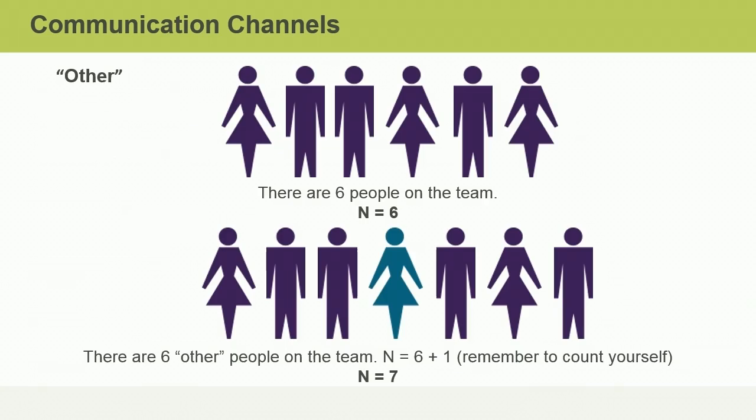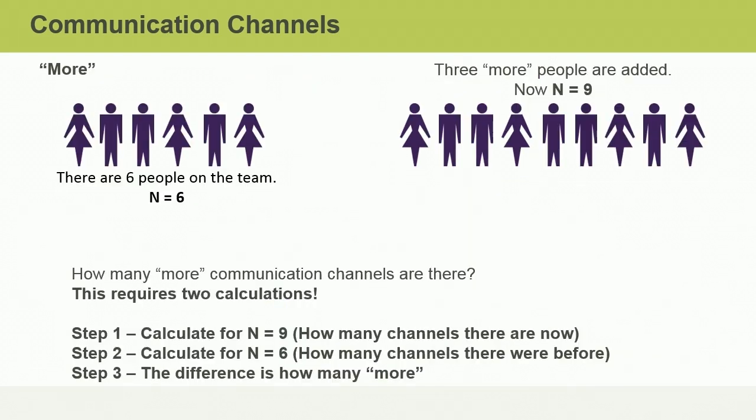Beware of the use of the word other. It may seem innocent enough, but what a difference it can make. There are 6 people on the team. N equals 6. But if there are 6 other people on the team, N now equals 7. Remember, you must count yourself, and if you are working with 6 other people, your team size is actually 7. Also, be aware of the word more or less to indicate that a team size has changed.